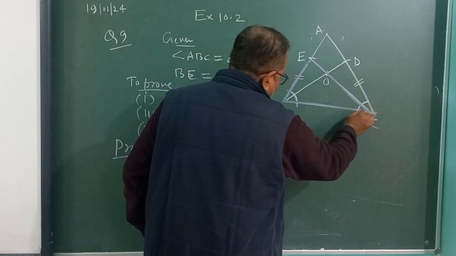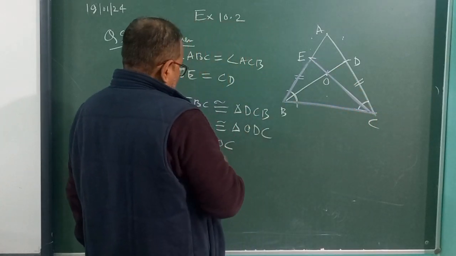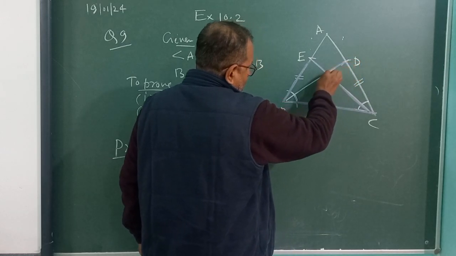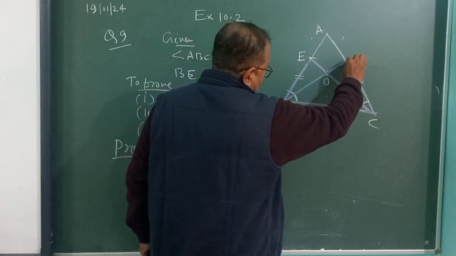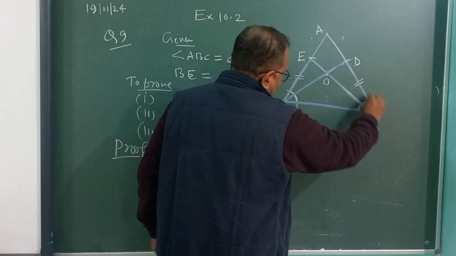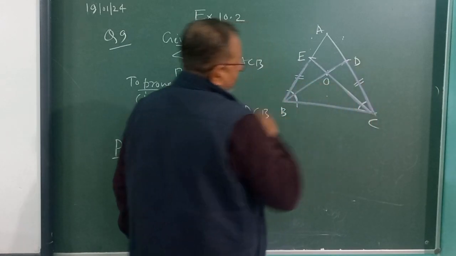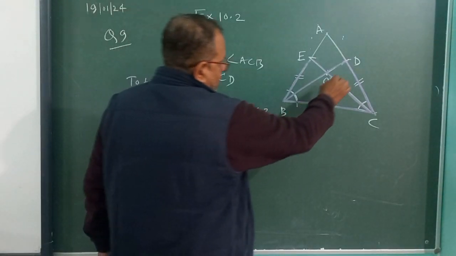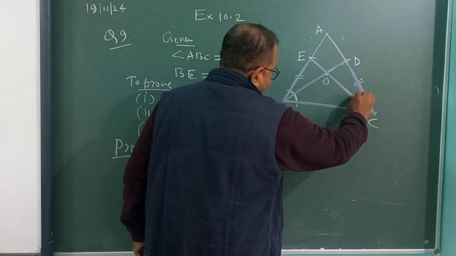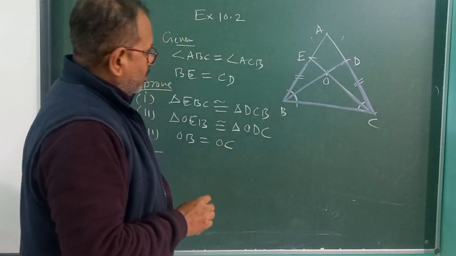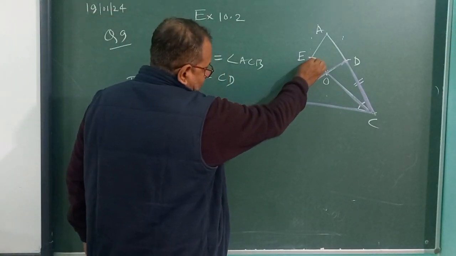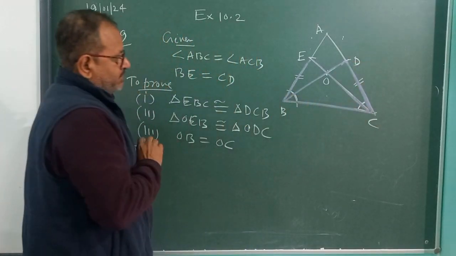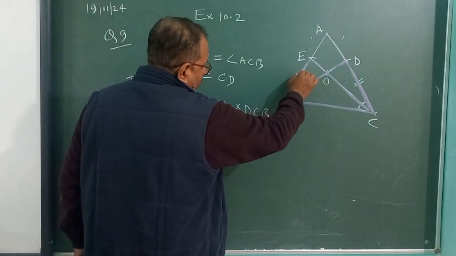See this triangle ABC and triangle DCB. And triangle EBC. I have used a different color to make it clear. So we have to prove these two triangles EBC and DCB congruent. See how we can prove.